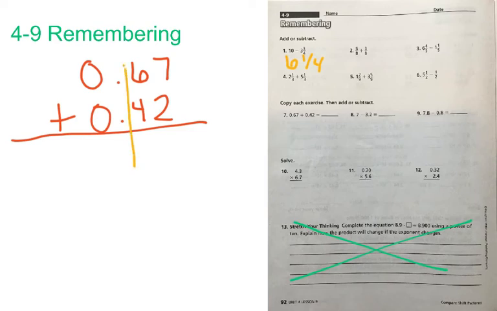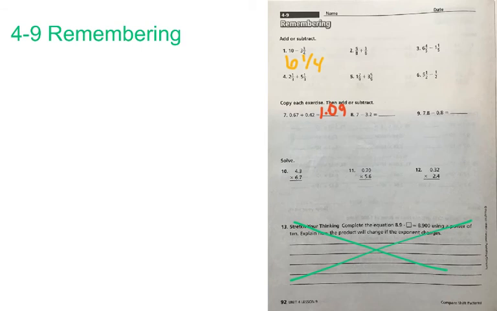The first thing I do is bring that decimal on down. 7 plus 2 is equal to 9. 6 plus 4 is equal to 10. Put down your 0, carry your 1. 1 plus 0 plus 0 is equal to 1. Your answer is 1 9/100, 1.09.